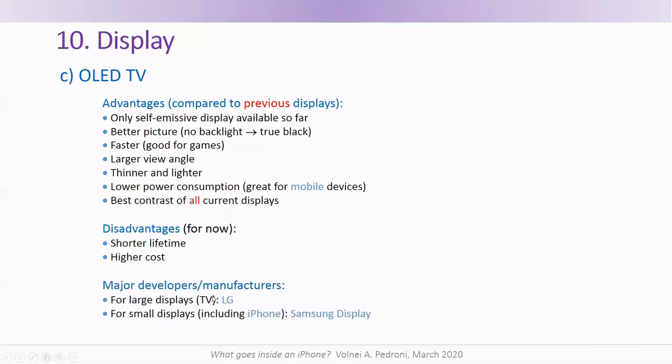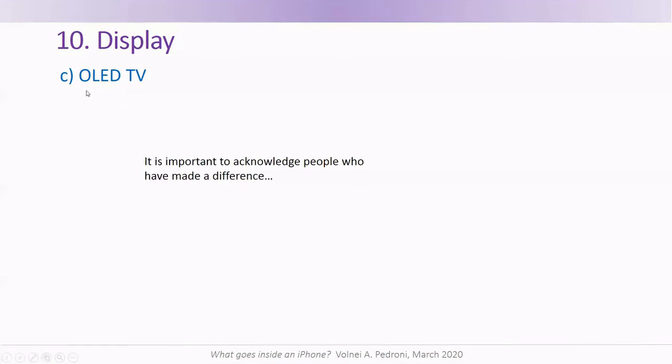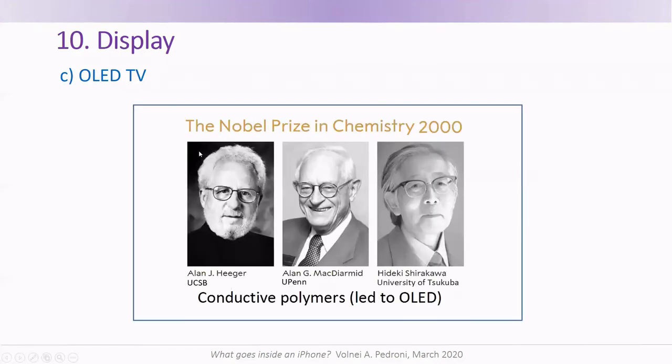Major developers for large displays, for TVs, in other words, LG. For small displays, including iPhone, Samsung display. To close the topic on OLEDs, it's important once again to acknowledge people who made the difference. So here are the Nobel Prize winners in chemistry in 2000 for the studies on conductive polymers, which led to the OLED.